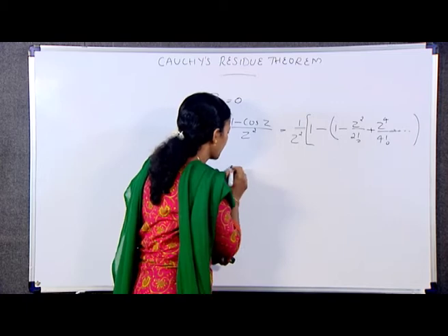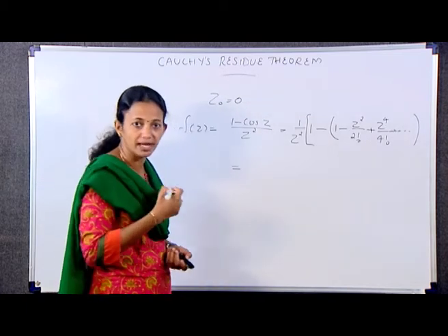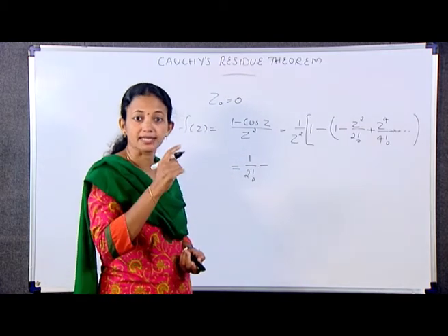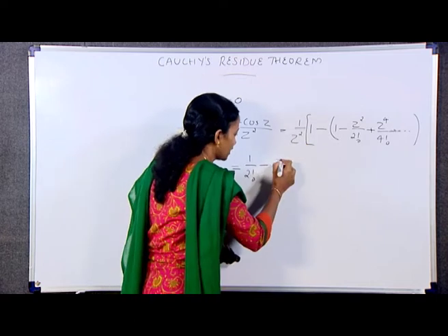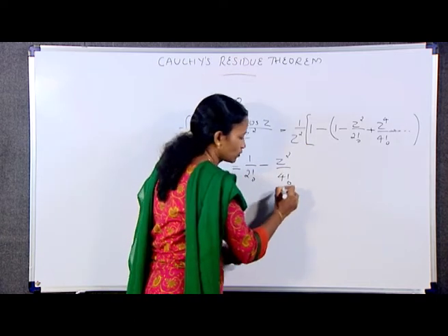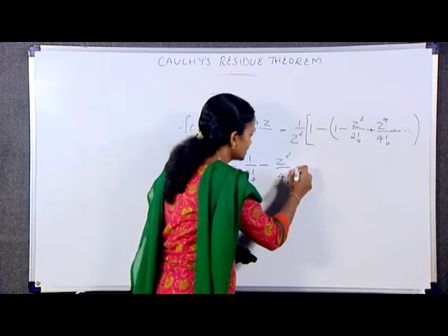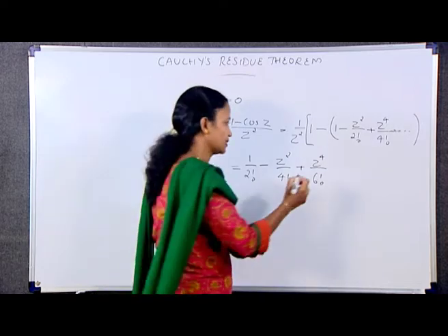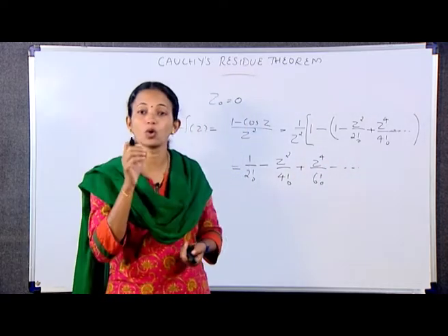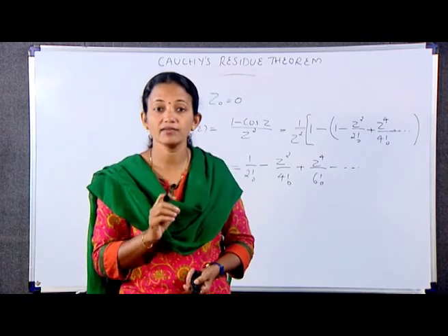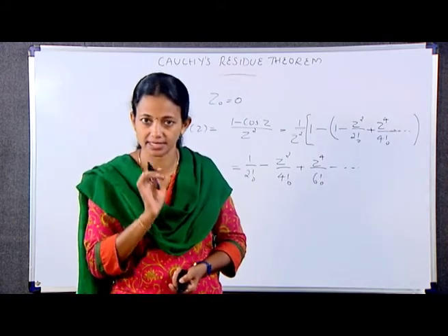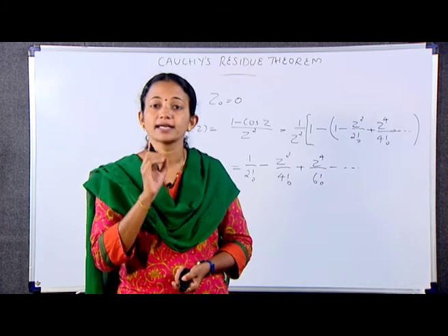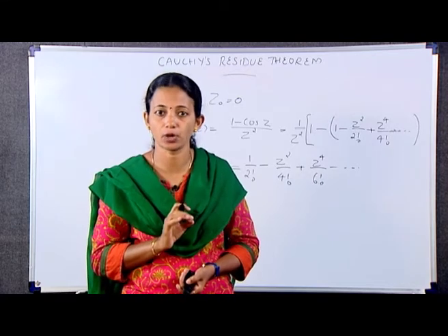This I can write as 1 by 2 factorial minus z square by 4 factorial, on simplification, plus z raised to 4 by 6 factorial minus etc. Here 0 less than mod z less than infinity. When the value f(0) equal to 1 by 2 is assigned, f becomes entire. Next, show that the residue at removable singular points is 0.